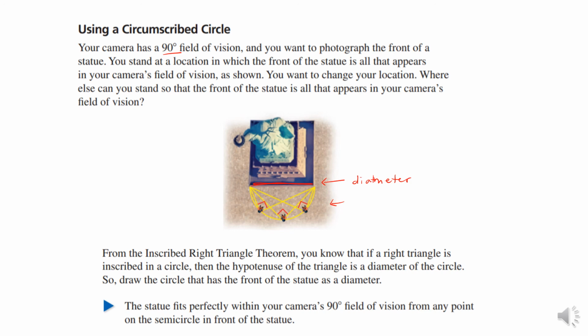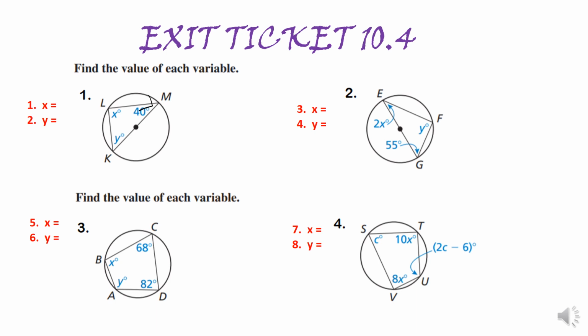Okay, so here's your exit ticket for today. Notice the numbers are off, so I renumbered them, so pay attention to that. So for diagram 1, number 1 and 2 would be find x and y. Number 3 and 4 is find x and y for diagram 2. 5 and 6 are find x and y for diagram 3. And 7 and 8 are find x and y for diagram 4. And those will all be outlined on Edpuzzle. So good luck with that.